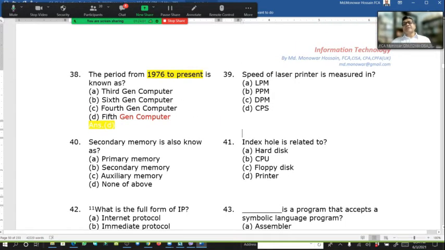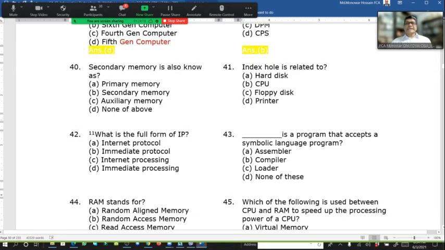The speed of a laser printer is measured in which thing? So we should know that type of meaning also. I think ppm, sir. Yes, pages per minute. Later on I will put all the meanings. So the answer is ppm. Secondary memory is also known as what? Primary memory, secondary memory, auxiliary memory. The answer is auxiliary memory.